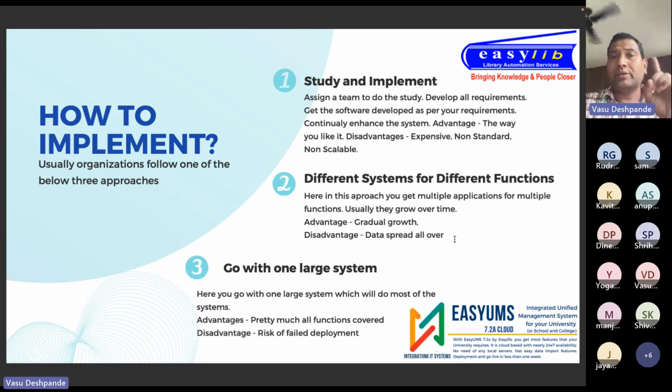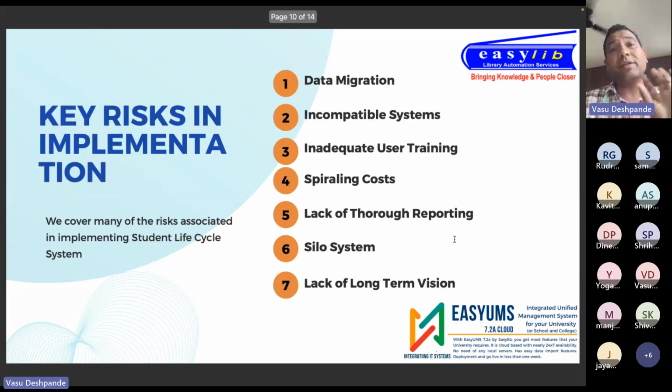Okay. So the first one was study and implement. The second was different systems for the different functions. The third one is a large system which will do pretty much everything. Now let's see what are the risks that we see in the different ones.